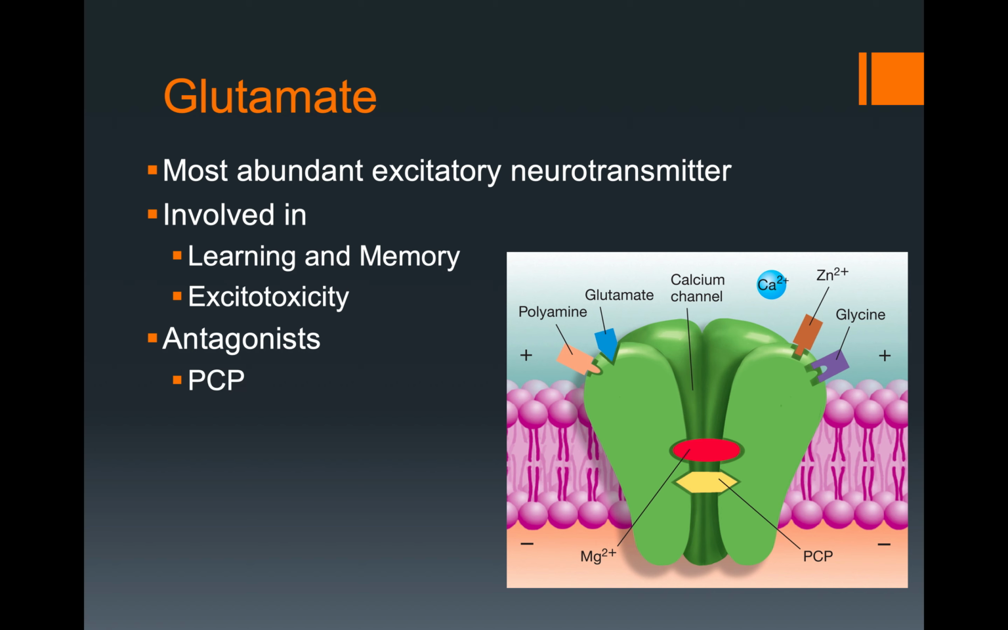So PCP, which is a unique drug, is actually a glutamate antagonist. And so one of the things it does is inhibit learning and memory. Ketamine and alcohol are both also glutamate antagonists.